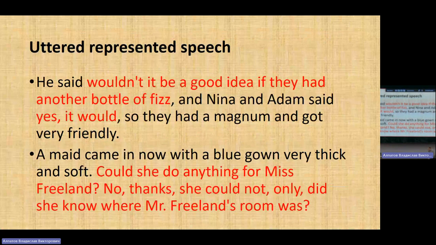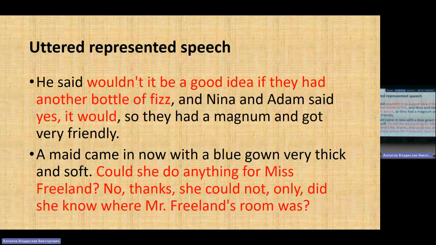Two types of represented speech. There can be uttered represented speech, выговоренная внутренняя речь, and then you can guess there will be unuttered or inner represented speech. He said, wouldn't it be a good idea if they had another bottle of fizz, champagne. And Nina and Adam said, yes, it would. So they had a magnum and got very friendly. So these words, which are highlighted red here, they were spoken, they were said. They actually uttered them, произнесли, right? That's why it's called uttered represented speech. It's not direct speech, but it's represented in the text.